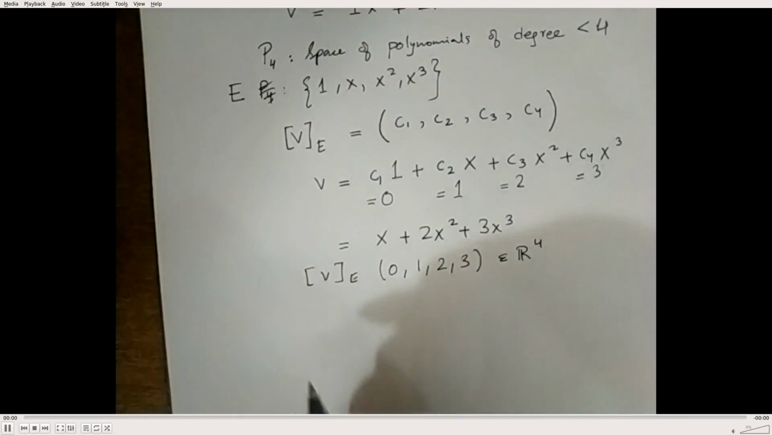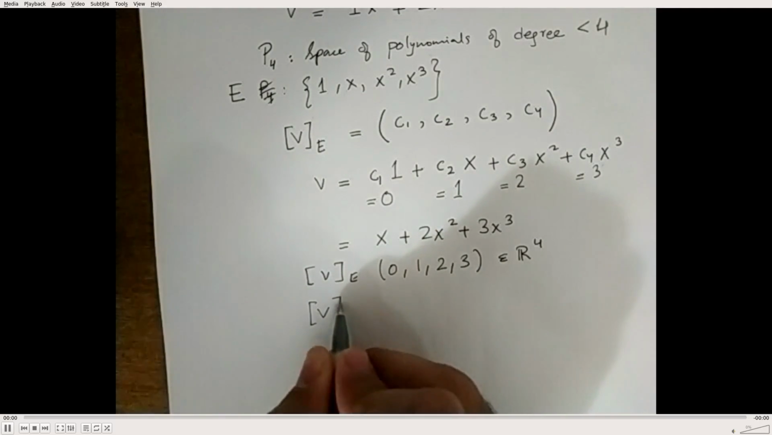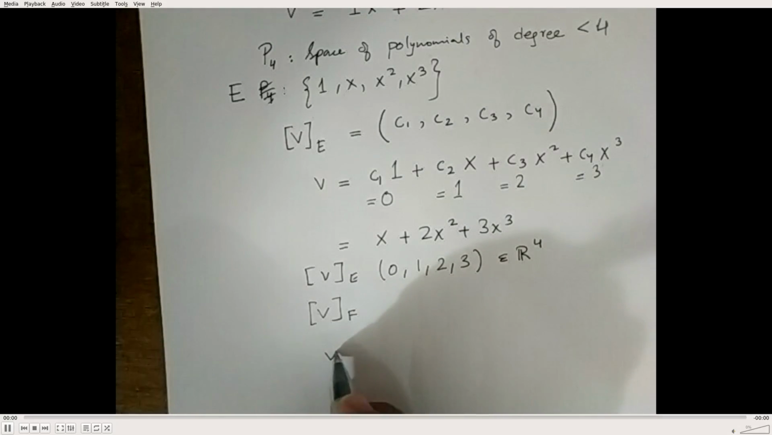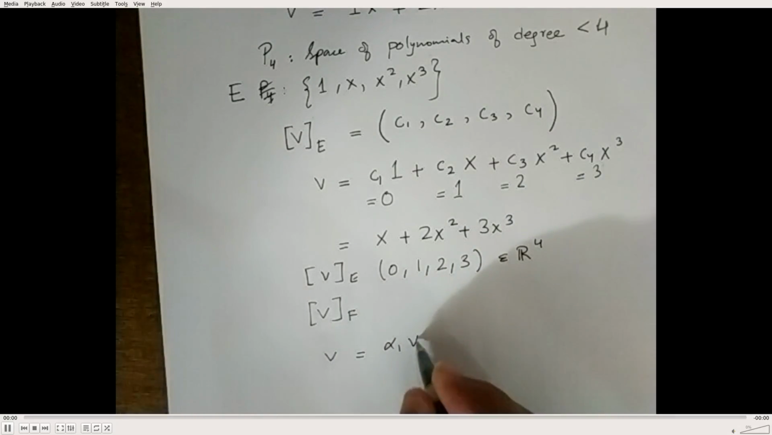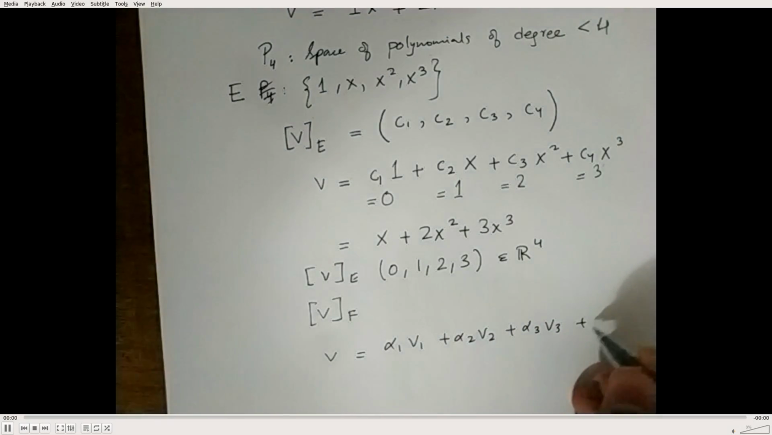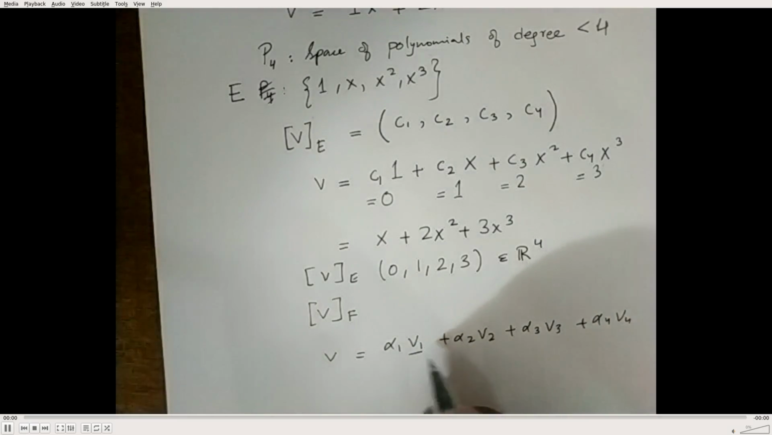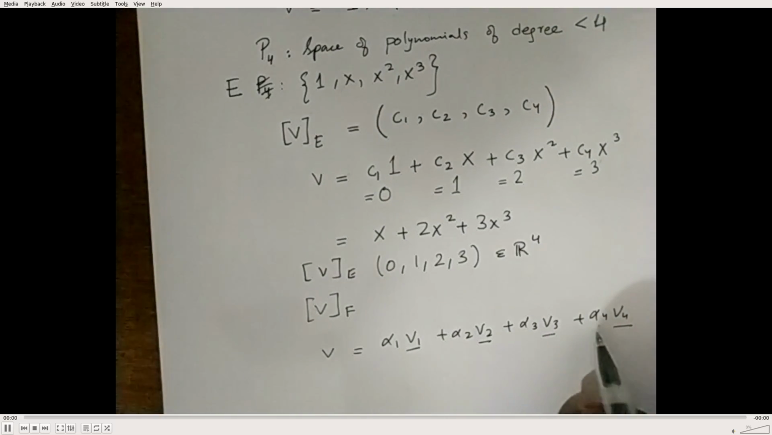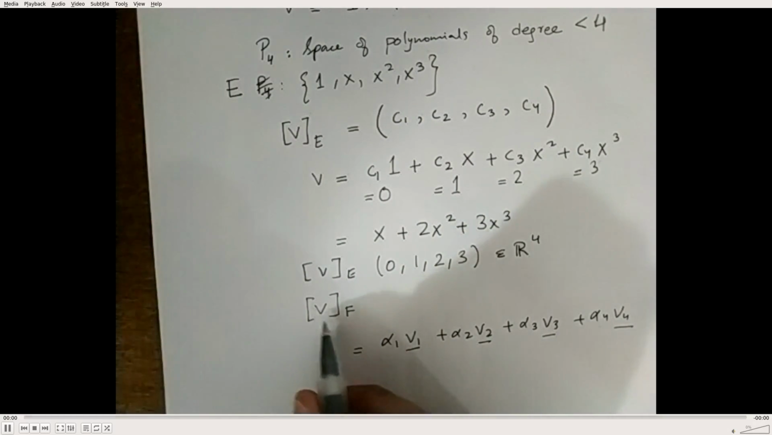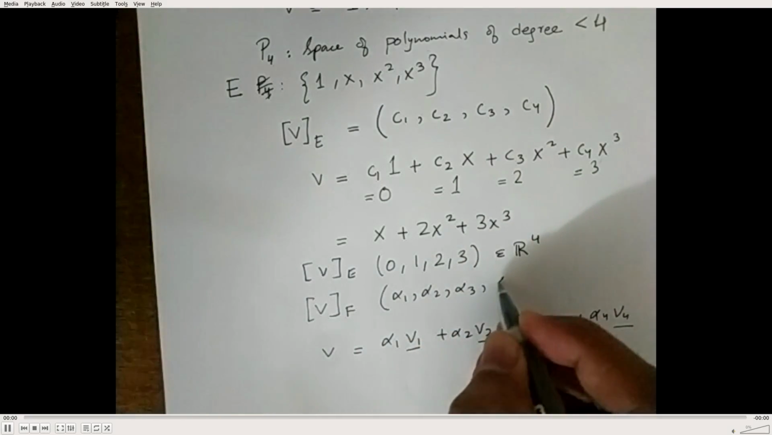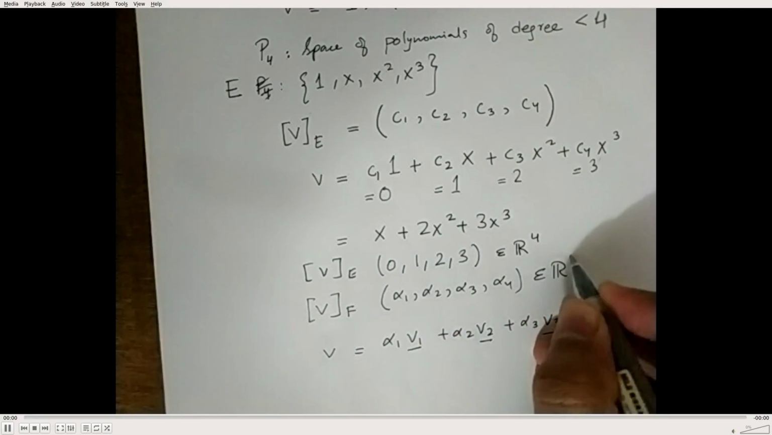Now let's suppose I had the representation of V in some other basis. For example, I could represent V as alpha 1 V1 plus alpha 2 V2 plus alpha 3 V3 plus alpha 4 V4, where, of course, these have to be polynomials now. But alpha 1, alpha 2, alpha 3, alpha 4 are just coordinates, and I can write V with respect to f. The coordinates would be just alpha 1, alpha 2, alpha 3, and alpha 4. And this would still be in R4.